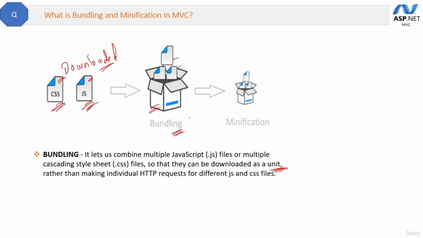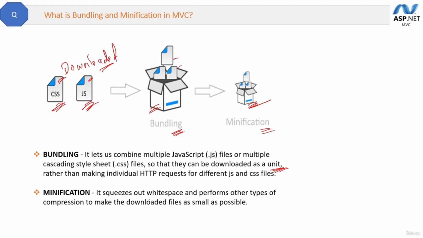So the whole unit size will be reduced by removing the white spaces from all the files. The spaces between the paragraphs and statements will all be removed, and then your file will be much smaller. So the definition of minification is: minification squeezes out white spaces and performs other types of compression to make the downloaded files as small as possible. All right, now you have the idea of bundling and minification.